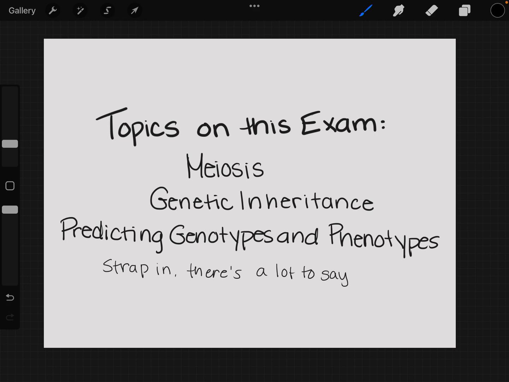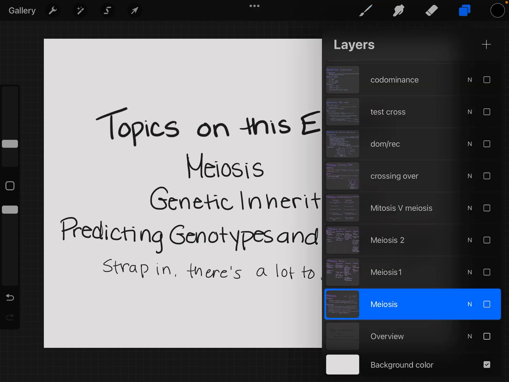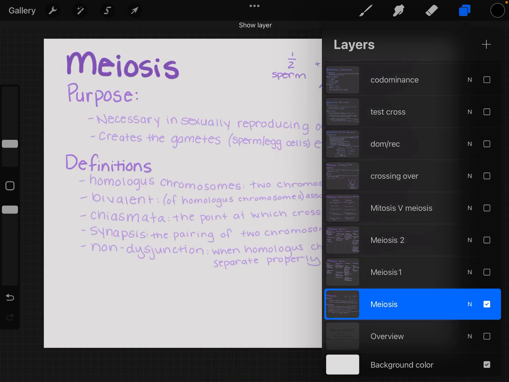Alright, today we're going to be talking about meiosis, genetic inheritance, and predicting genotypes and phenotypes, including using the Punnett square, dihybrid crosses, all the good stuff about genetics, right? There's a lot to say about this, so let's just strap in and go for it. So we're going to start right off with meiosis.